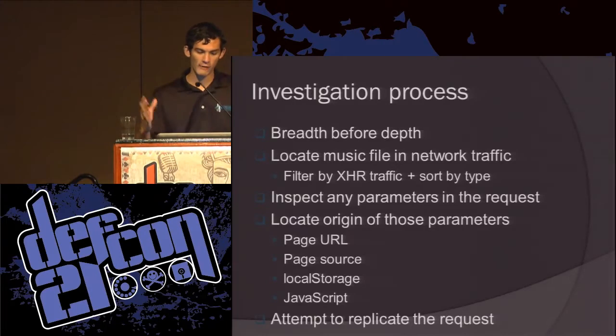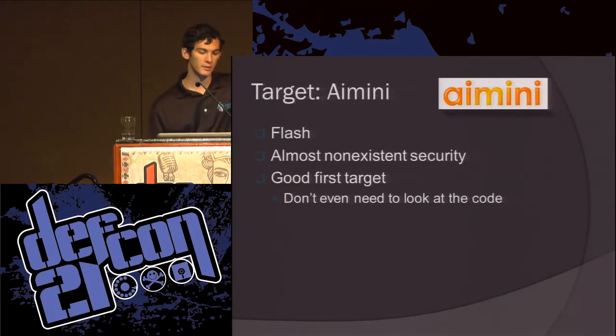And when you have everything, you can attempt to replicate the request. So based on the syntax of the request you've seen as your example, take the parameters you have and generate the same thing. So first target is a meanie. This is a really great first target. They're a Flash-based service, but they use JavaScript to load, and they have almost no security. I was able to exploit these guys without looking at any code.